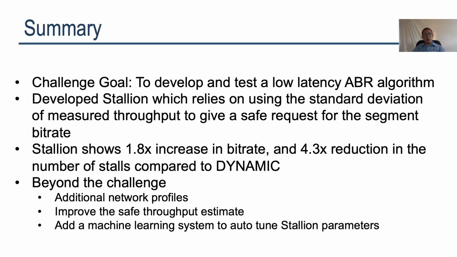The challenge goal was to develop and test a low-latency ABR algorithm for near-second latency. This led us to developing Stallion. The design of Stallion used information provided by the simple second-order metric, standard deviation, of both latency and throughput to make safer decisions about the requested segment's bitrate. These safer decisions allowed Stallion not only to reduce the number of stalls considerably, but also improved the bitrate without significantly increasing the number of bitrate changes. Stallion shows a 1.8x increase in bitrate and a 4.3x reduction in stall duration compared to Dynamic. Overall, Stallion has improved QoE for near-second low-latency streaming.